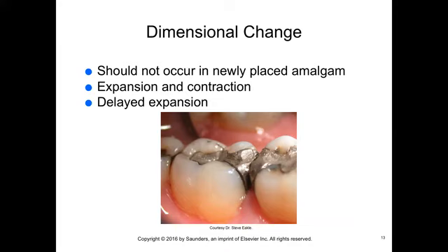This figure shows delayed expansion of amalgam. So here you can definitely see how much the silver filling here has expanded. It's not even flush with the tooth anymore.